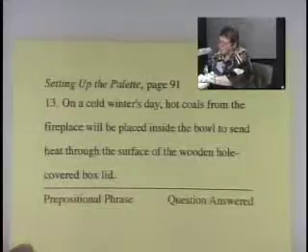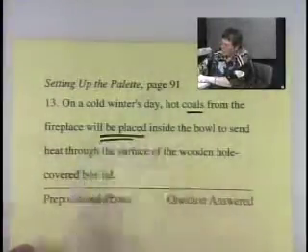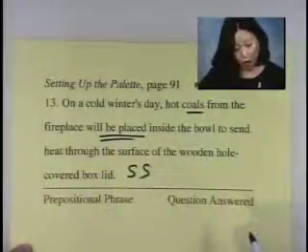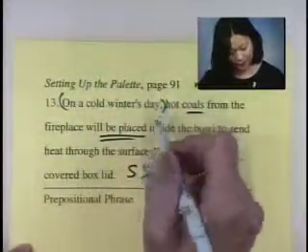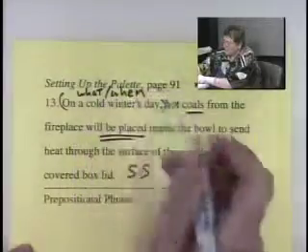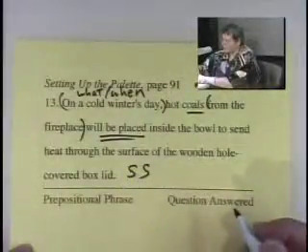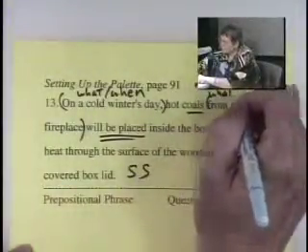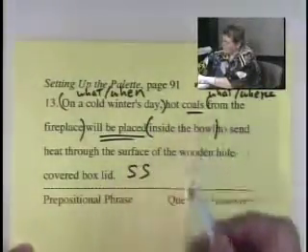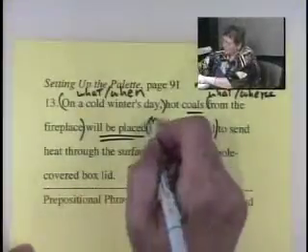Maritza, where is your subject? Coals. How about your verb? Will be placed. What kind of a clause? Main clause. What kind of a sentence? Simple sentence. How about a prep phrase? On a cold winter's day. So that will answer On what? or, When? And then from the fireplace. Hot coals from the fireplace. That answers What? or, Where? Where. And then inside the bowl. Will be placed inside the bowl, and that answers Where? or, What?